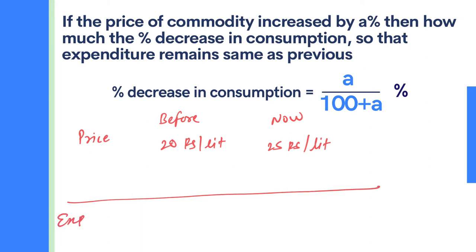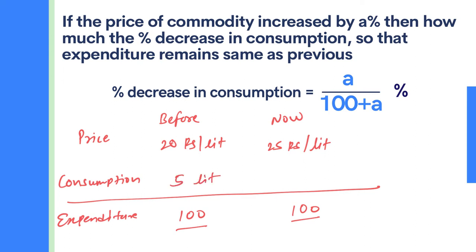So your expenditure is 100 rupees here, and after it is also 100 rupees. So the question is asking how much consumption you have to reduce. So see how much consumption is here. You have total rupees 100 and the rate is 20 rupees per liter. So 100 divided by 20, you will get 5. So here you can say 5 liter. And here you have 100 rupees and your rate is 25. So 100 divided by 25, you will get 4 liter.